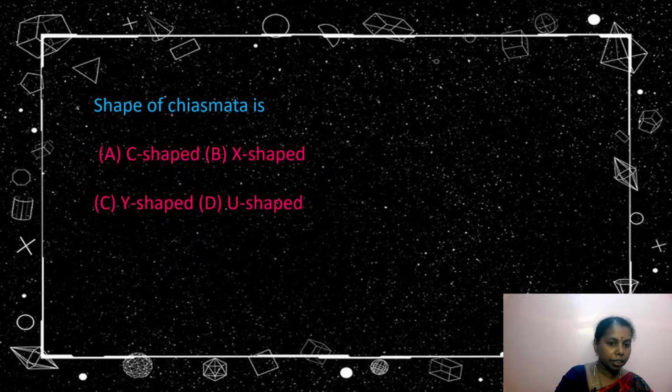Shape of chiasmata, which you can see in diplotene stage. Chiasmata shape is what? Is it C or Y or X or U? Sanjay answered biomolecules. So let us do voting also. Yes, it is X shape.